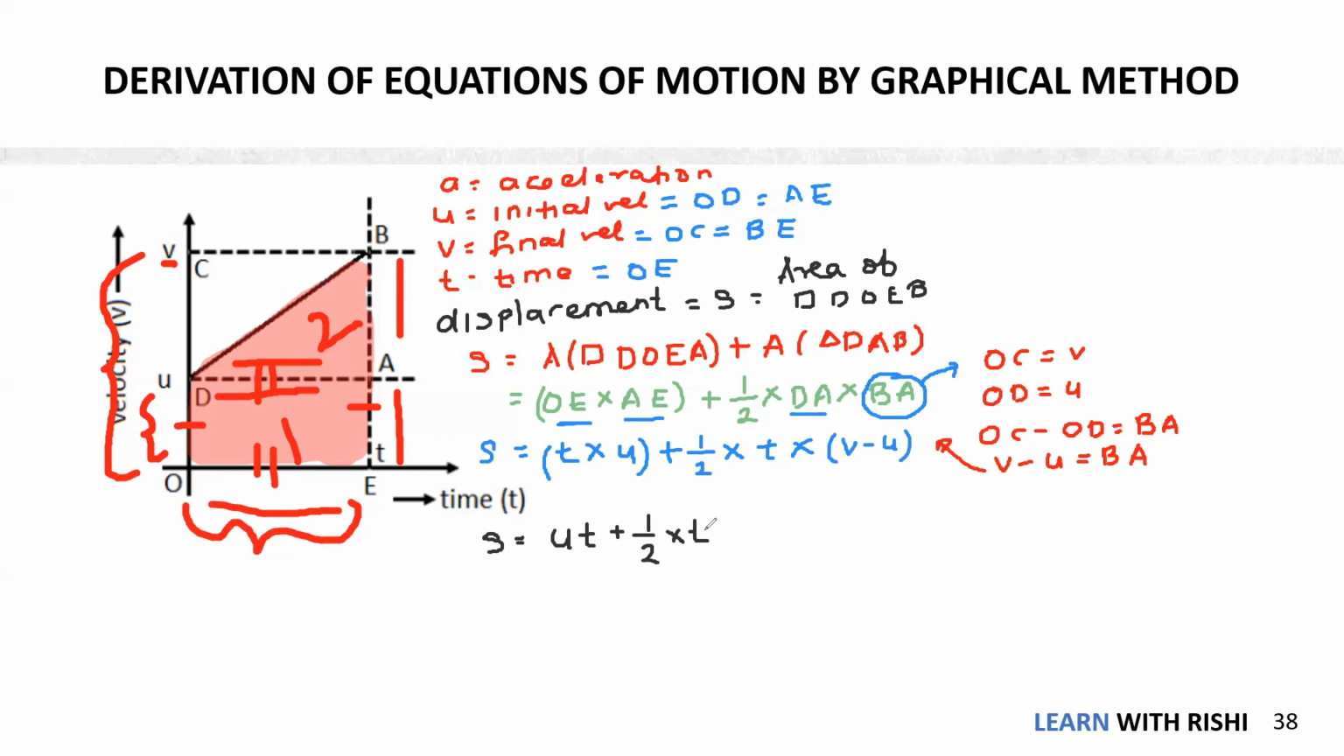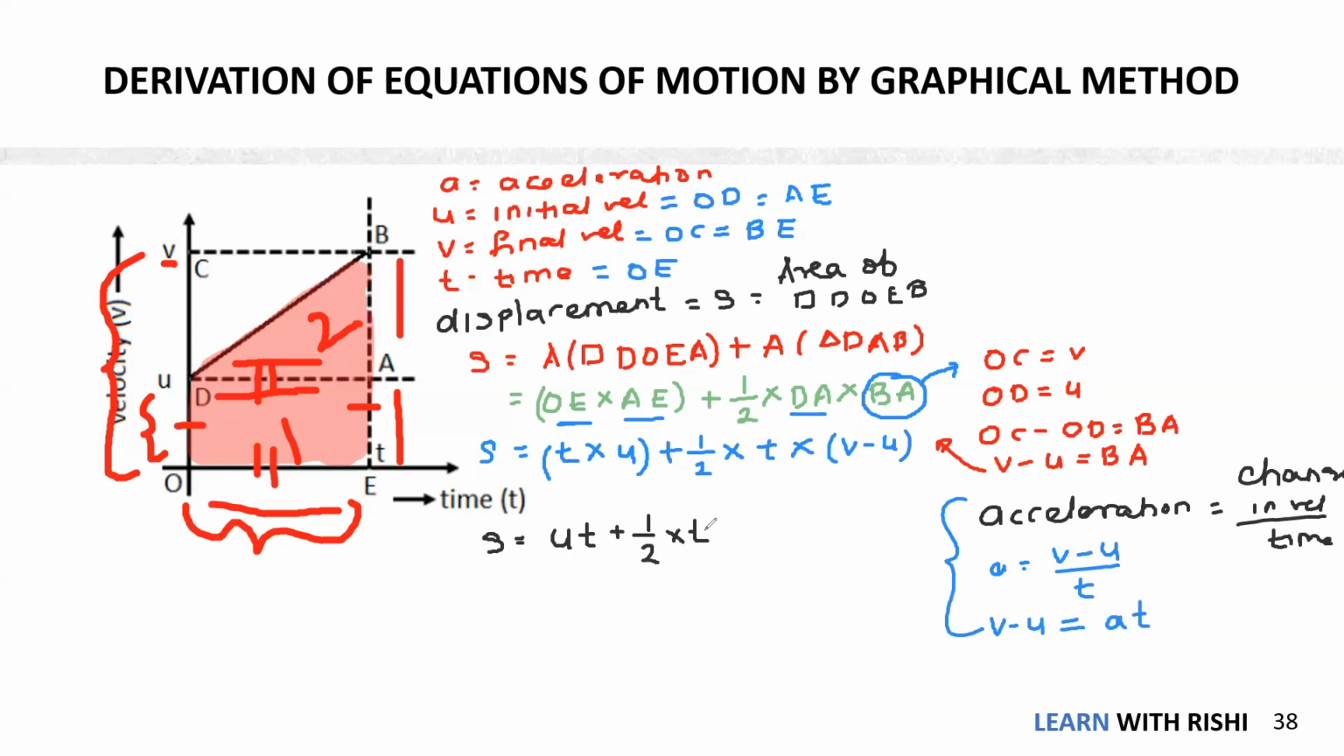Now we know that acceleration is nothing but change in velocity upon time. So I can write acceleration is equal to change in velocity upon time. If I replace it with symbols, a is equal to v minus u upon t. So in place of v minus u, I can substitute a into t.